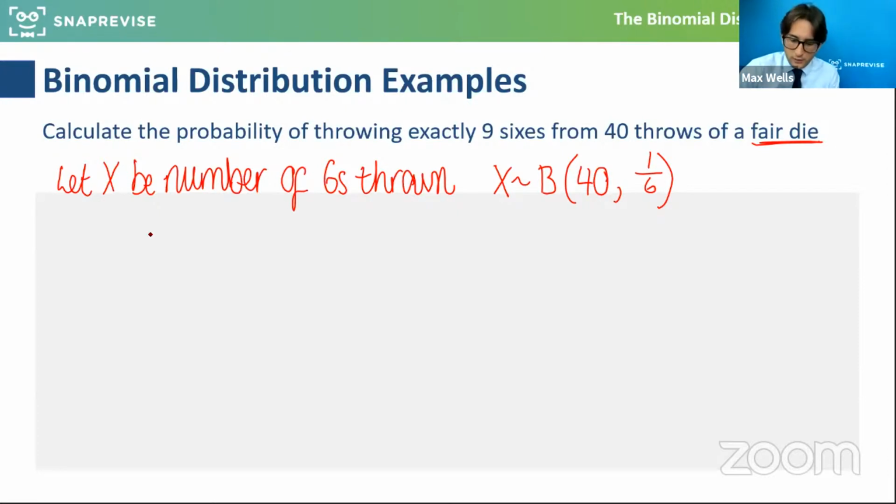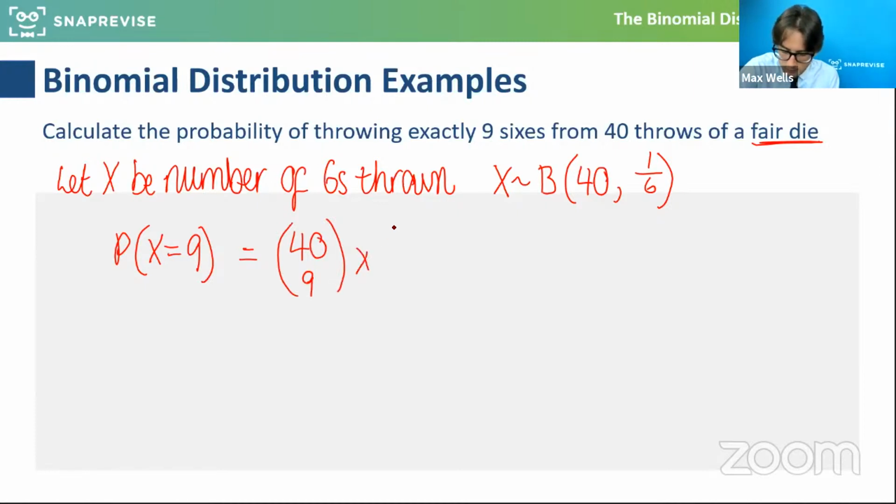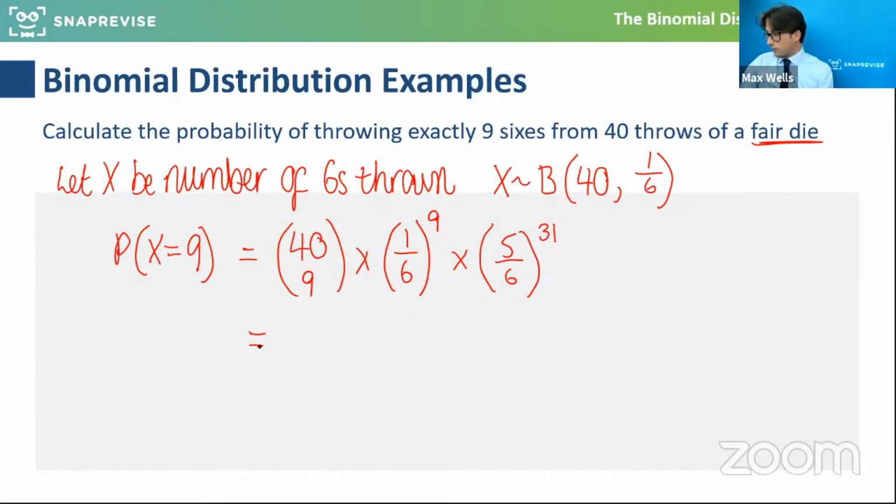So what we do is we're looking for the probability of exactly 9 out of that 40. So the way we'd work it out is 40 choose 9 times the chance of successfully throwing a 6 9 times, times not throwing a 6 the remaining 31 times. And if you guys want to calculate that for me, that would be great. Absolutely right. Well done to those that have done it.